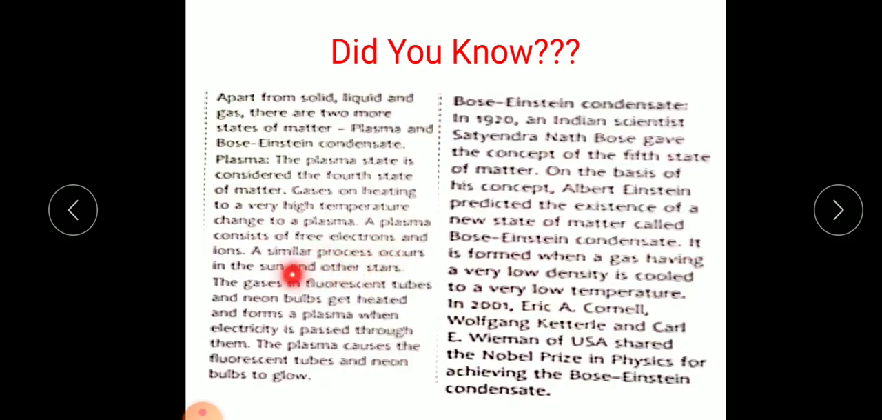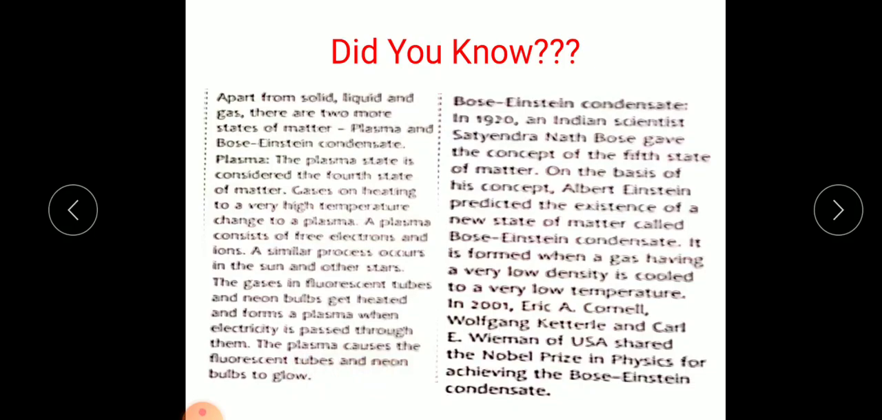A similar process occurs in the sun and other stars. The gases in fluorescent tubes and neon bulbs get heated and form a plasma when electricity is passed through them. The plasma causes the fluorescent tubes and neon bulbs to glow. So the gas present in tube lights and the like is actually in the plasma state.